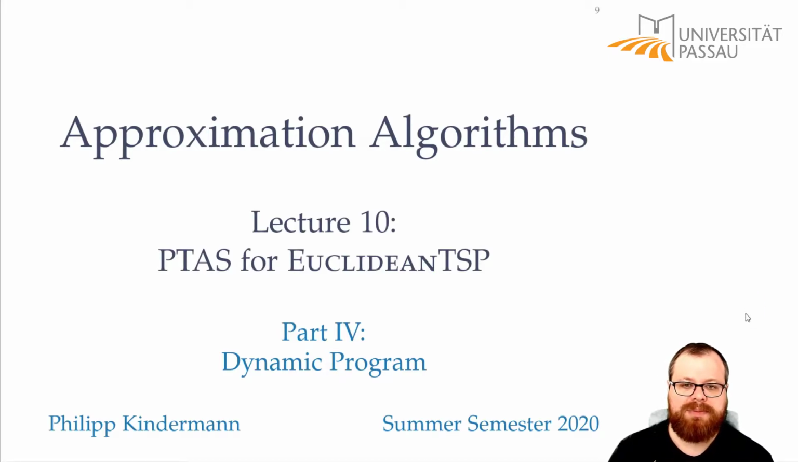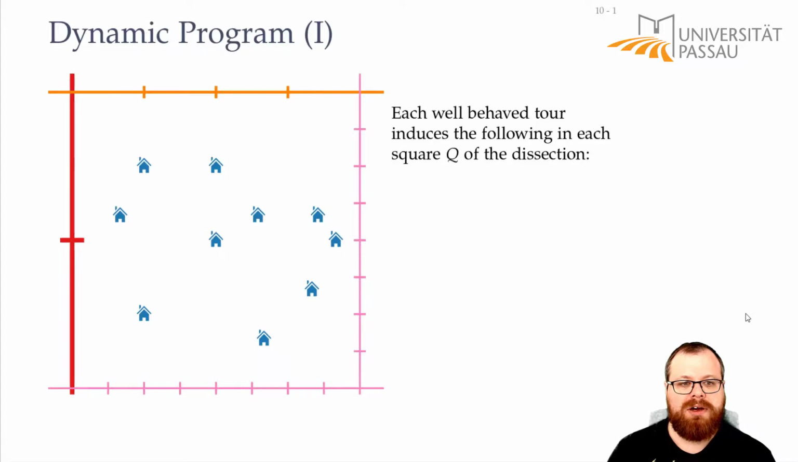We now look at the dynamic program to find the optimal well-behaved tour within good running time. And the dynamic program we will do in 3 steps. The first step, we'll now look at one specific square of the dissection. So if I take an optimal well-behaved tour, how does this look like locally in this square?